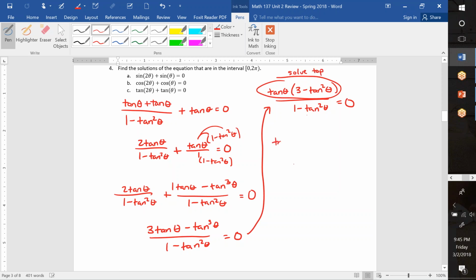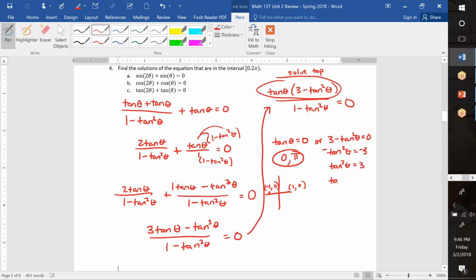So this would be either tan theta equals 0 or 3 minus tan squared theta equals 0. Tan theta equals 0 happens at the angle of 0 and at pi, because on your unit circle, those have points 1, 0, and negative 1, 0. And remember, tangent is y over x. It's opposite over adjacent. So then for this one, we need to subtract over the 3 and then divide by the 1. We've already done this example once before in a video.